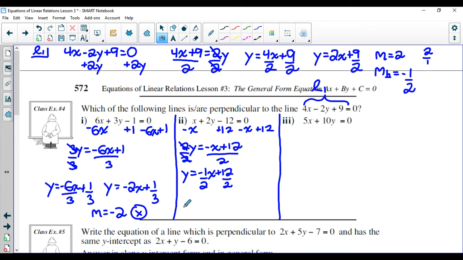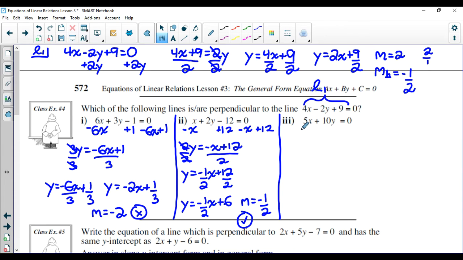And then plus the second fraction would be 12 over 2. So if you simplify the equation, this would be y is equal to negative 1/2 x plus 12 over 2, which is 6. What's the slope here? The slope is negative 1/2. So is this slope, negative 1/2, the negative reciprocal of a slope of 2? Yes, it is. Okay, we identified a perpendicular slope would have a slope of negative 1/2. So this guy is perpendicular. Let's write a little check mark here.